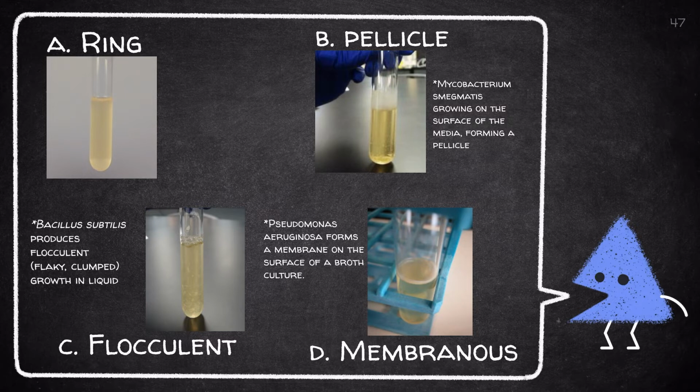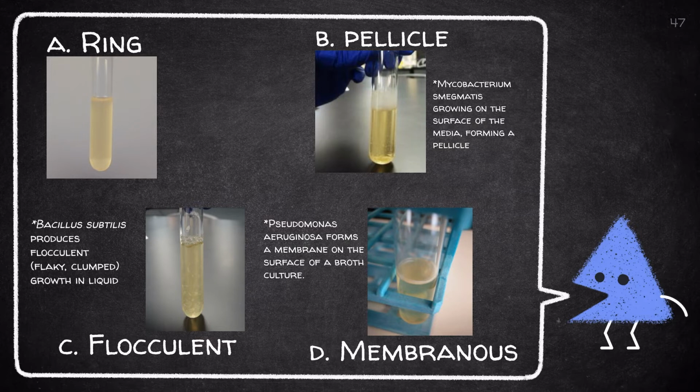Lastly, for the surface growth in a nutrient broth is the membranous. Pseudomonas aeruginosa forms a membrane on the surface of a broth culture. Membranous is a thin film sticking together on the surface resembling a membrane.